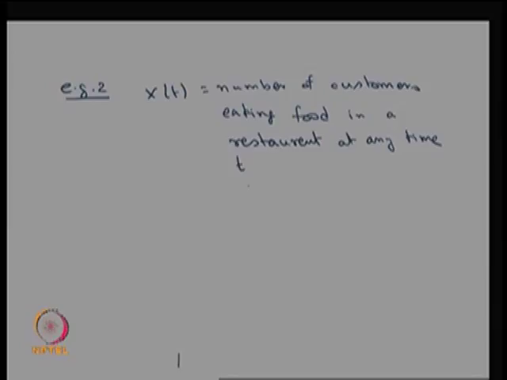Therefore, you are observing the system, the restaurant, and how many customers are taking food. The possible values of the parameter space t are t greater than or equal to 0, and the possible values of s are still a count, so they are countably finite or countably infinite. Therefore, this collection of random variables over t is a continuous time, or continuous parameter, discrete state stochastic process. This is a very typical example. This S could be countably finite or countably infinite.